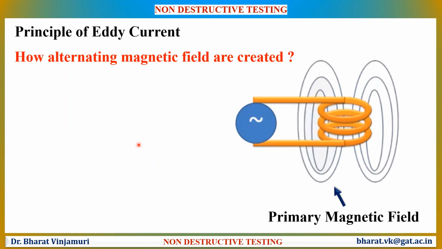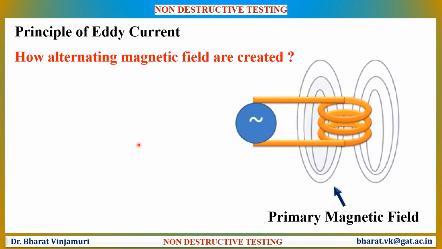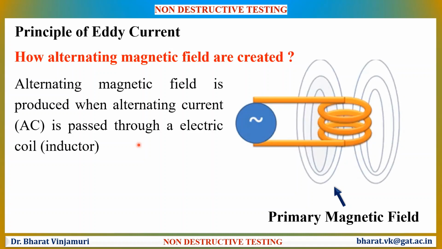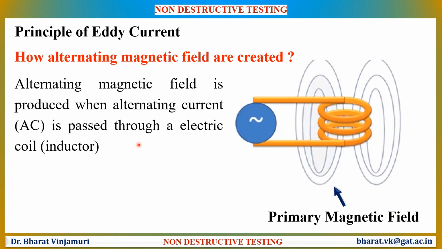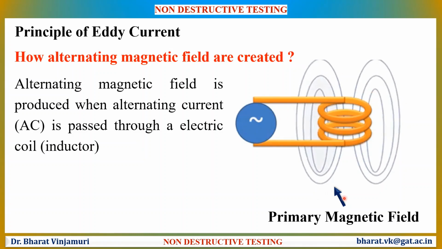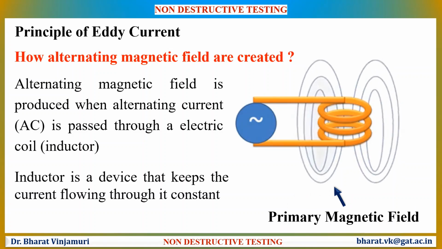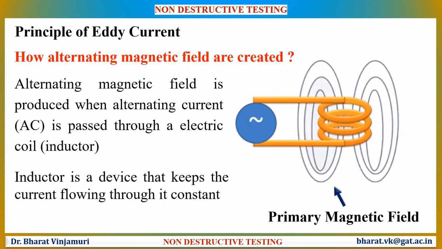So what does it mean by alternating magnetic field and how are these alternating magnetic fields created? Alternating magnetic fields are produced when an alternating current is passed through an electrical coil. This coil is also called an inductor. When the AC current is passed through this coil, it generates a magnetic field, also known as the primary magnetic field. This inductor is a device that keeps the current flowing through it constant.